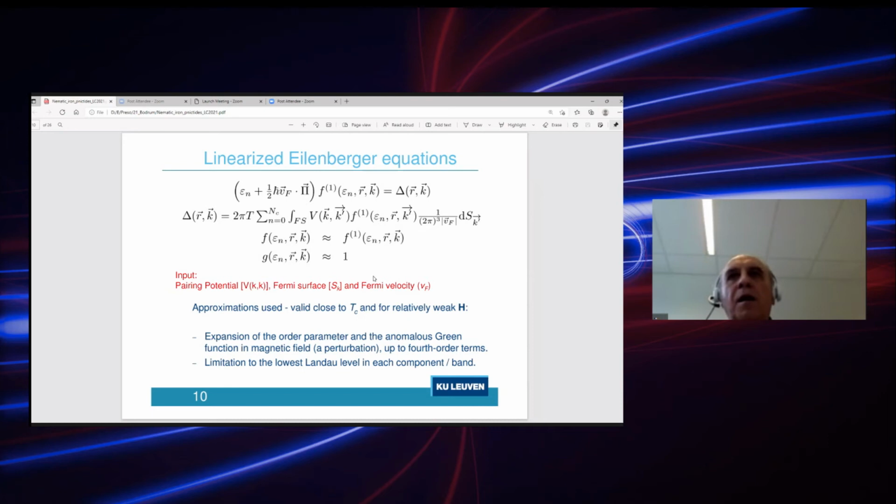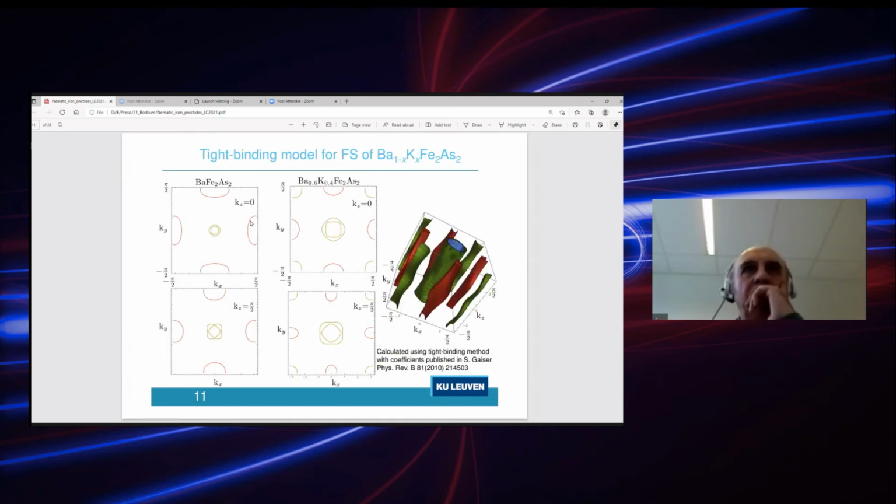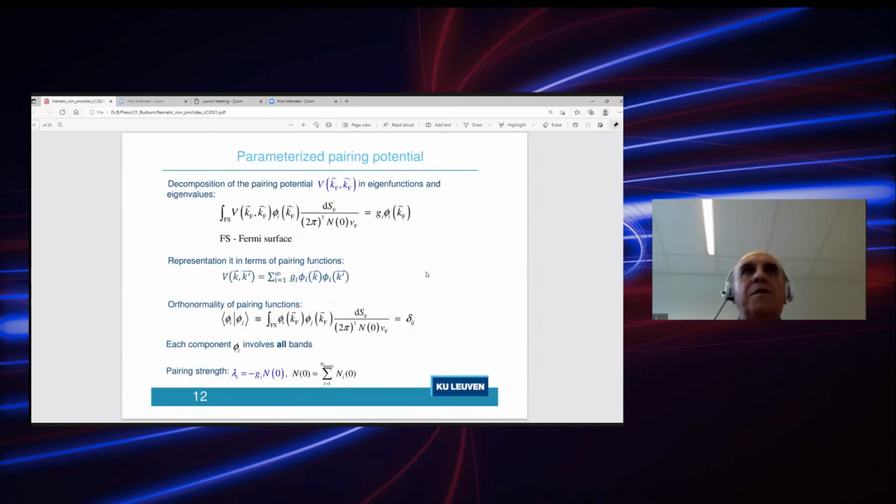Okay, to do these calculations, we need to know the electronic structure. The electronic structure for 122 is known, so we took the tight-binding parameterization, which has been extracted from LDA calculations of this optimally doped compound. In the rigid band approximation, we recalculated the Fermi surfaces. I obtained something like this. So from this we have the Fermi surface and the Fermi velocity, and the third ingredient for these Eilenberger equations is the pairing potential, which in principle can also be calculated, extracted from some first principle calculations.